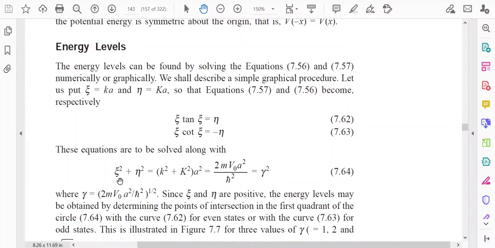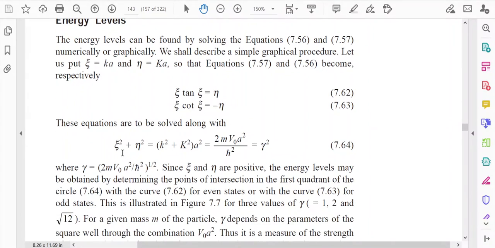The energy levels may be obtained by determining the points of intersection in the first quadrant of the circle described by 7.64. If we look carefully, we can draw a circle by considering that this is actually the equation of a circle, because the equation of a circle is x square plus y square is equal to a square, where a is the radius. So this is a parameter, zeta square plus eta square. You can consider that this is similar to x square, and this is similar to y square. So x square plus y square is equal to a square. This is the equation of a circle.